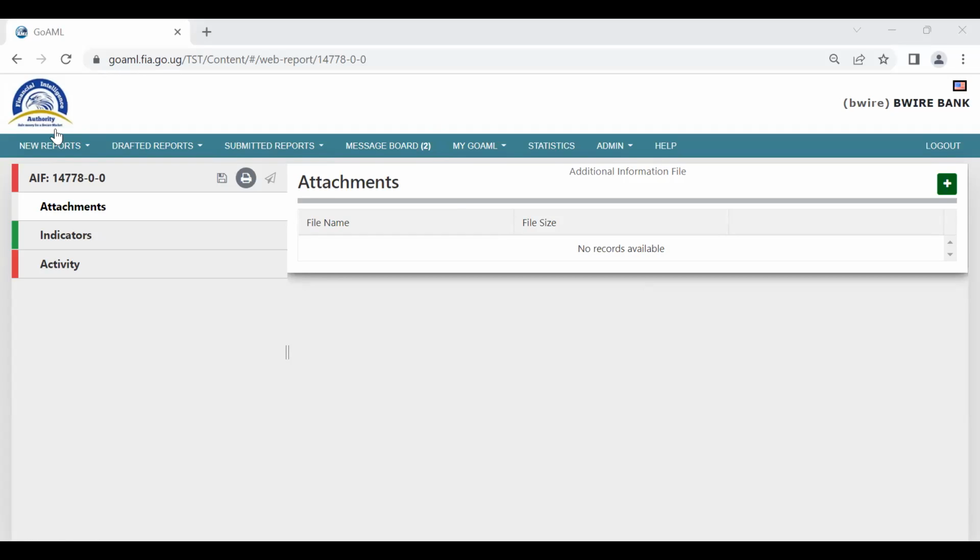Does it mean AIF should be avoided until the FIA asks? Yes, AIFs are basically responses to FIA requests. Okay.